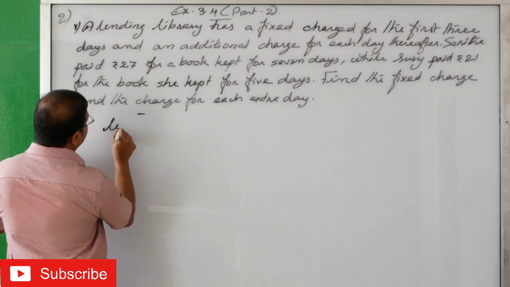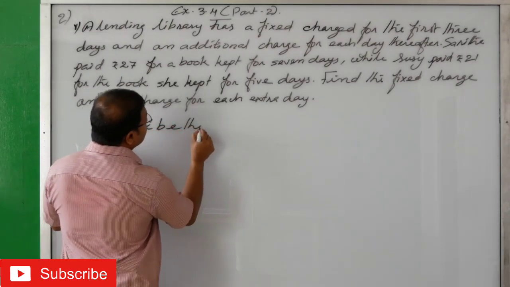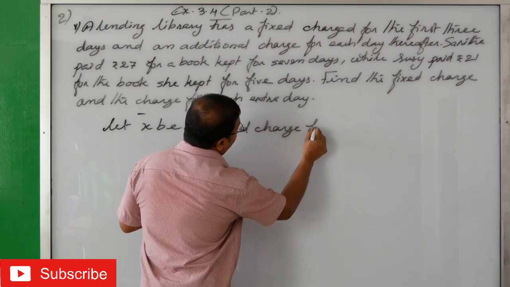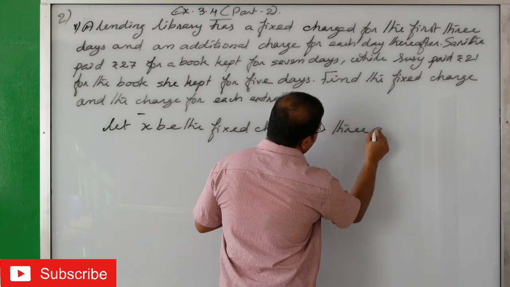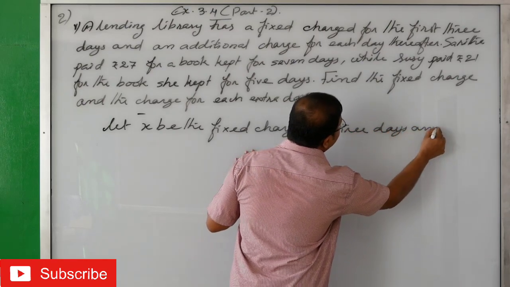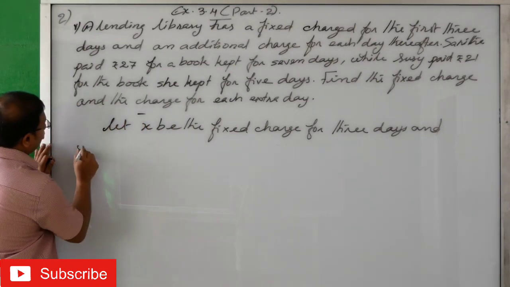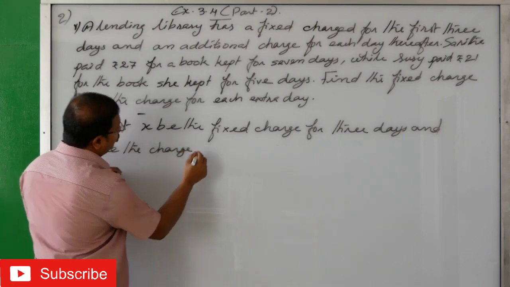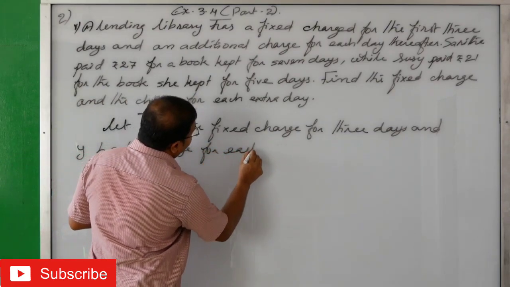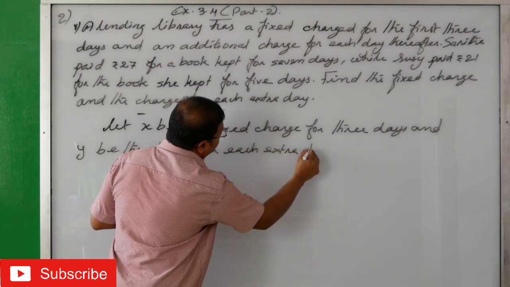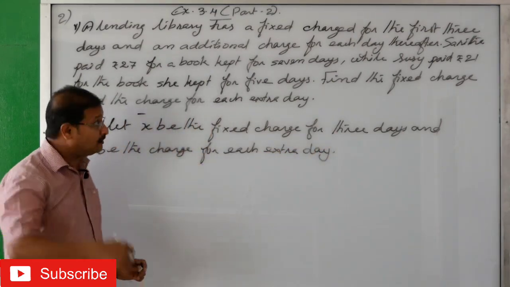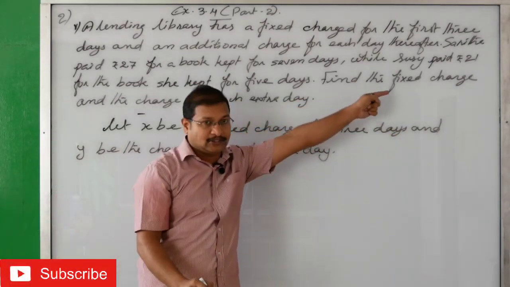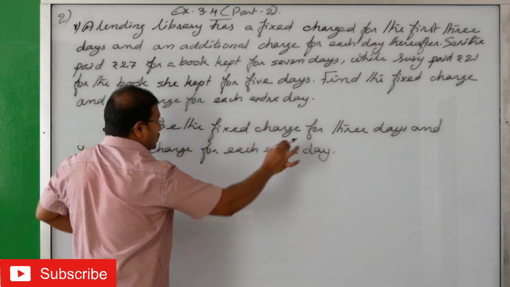First we'll write, let x be the fixed charge. Charge for 3 days. It's very important, 3 days, and y be the charge for each extra day. I think you can understand what I done. The last part, see, fixed charge. Find the fixed charge. There I kept x be the fixed charge. After that, y be the charge for each extra day.